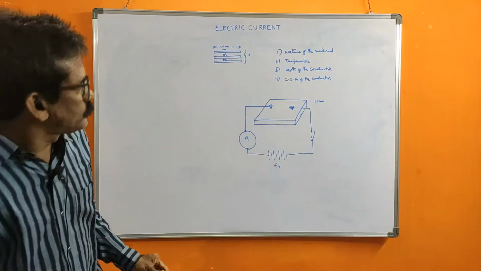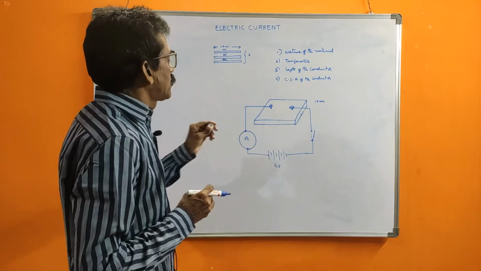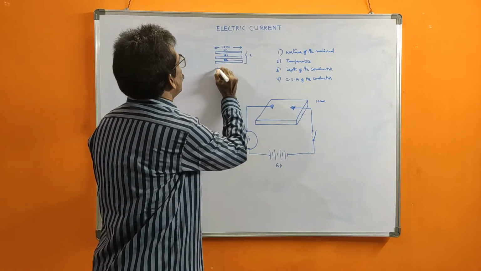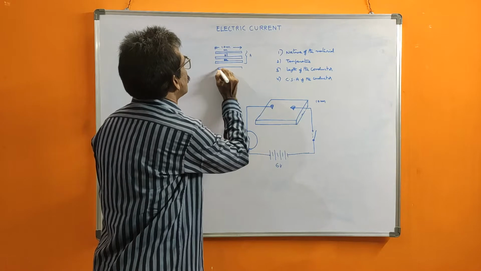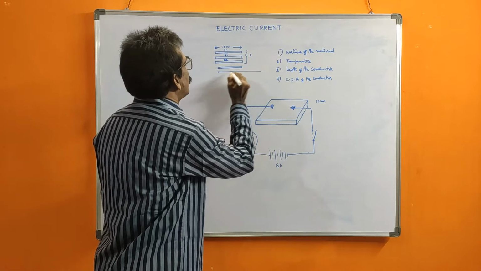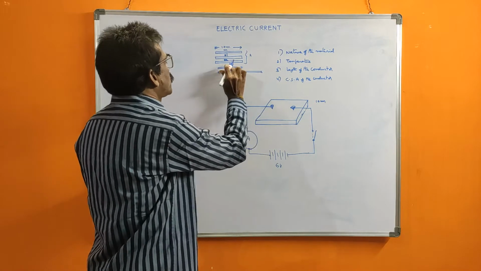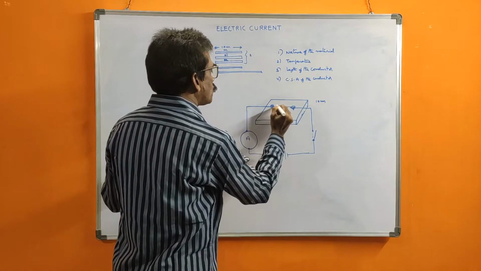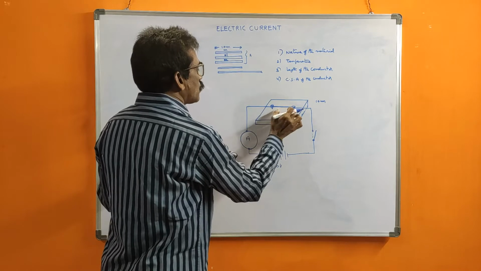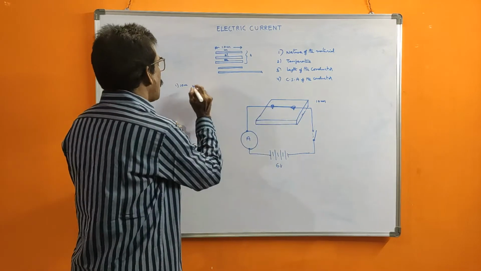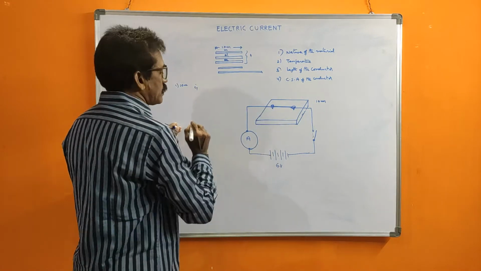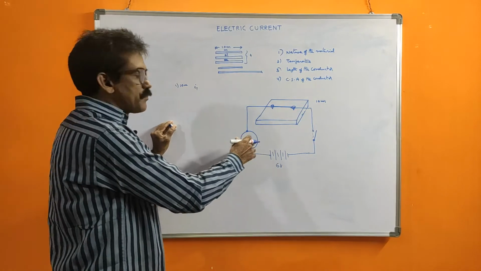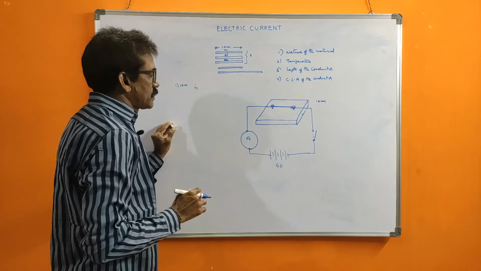Third one, length of the conductor. Any material you take, suppose I am taking copper wire. In the first case, I take a 10 cm copper wire, touch the two ends of the copper wire to the two ends of the screws and switch on. I measured the current I1 in amperes by seeing the ammeter. I noted this current, first case.